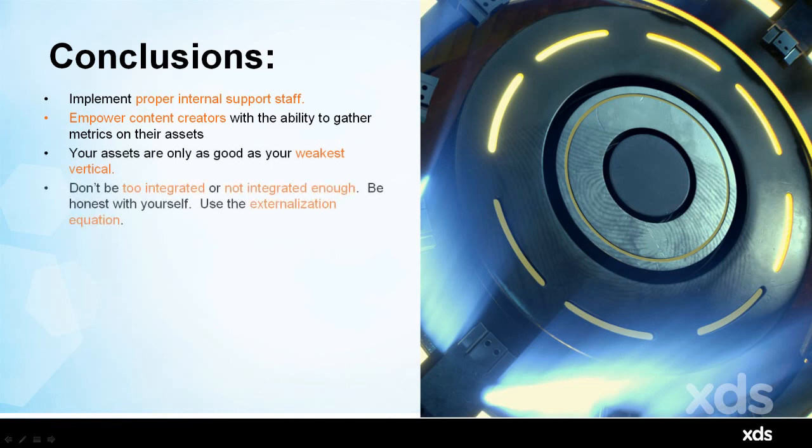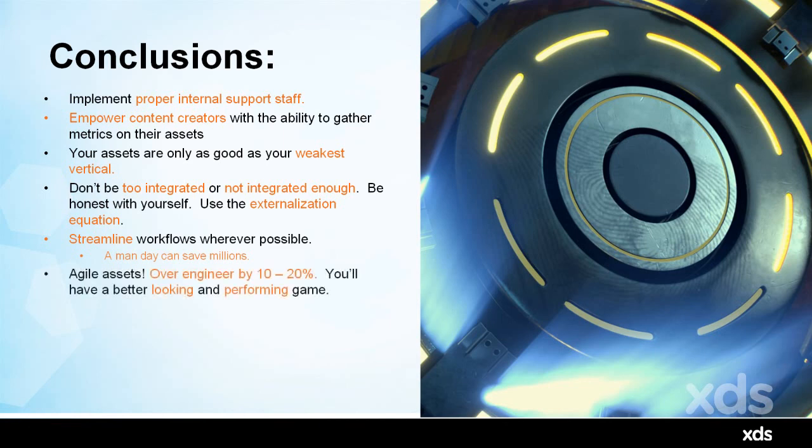Don't be too integrated or not integrated enough. Be honest with yourself. Use the externalization equation. Streamline workflows whenever possible. A mandate can actually save millions of dollars with next-gen games. Agile assets: over-engineer by 10 to 20%. You'll have a better looking and performing game. Less rework later.